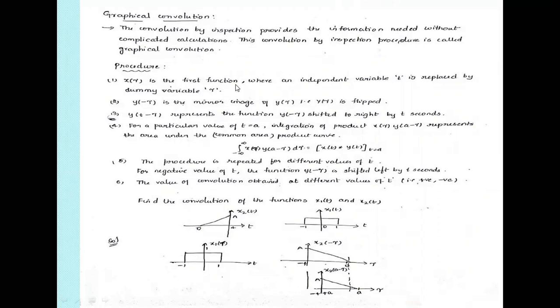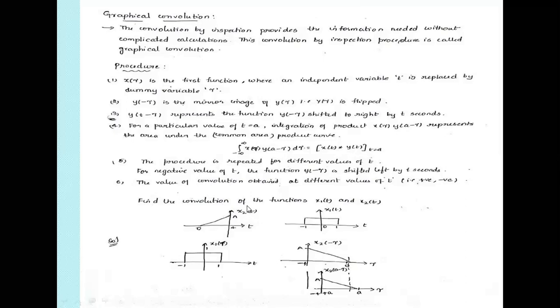First of all, x of tau is the first function where the independent variable t is replaced by the dummy variable tau. And y of minus tau is the mirror image of y of tau, flipped. And y of t minus tau represents the function y of minus tau shifted to the right by t seconds. For a particular value of t equal to a, integrate the product x of tau y of a minus tau. Instead of t, you can take a, or you can keep t also. Nothing will happen, my dear students. Okay. Now, find the convolution of the functions x1 of t and x2 of t.